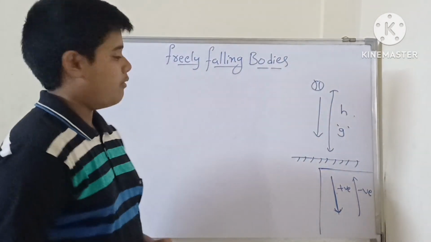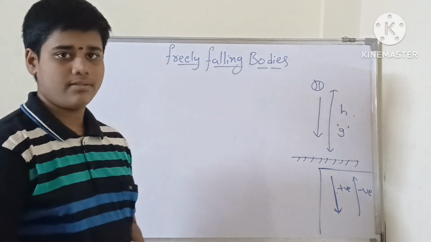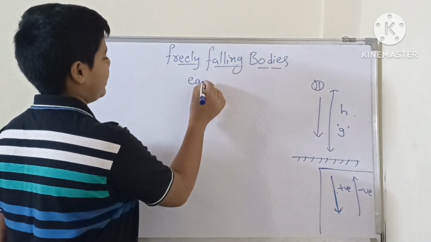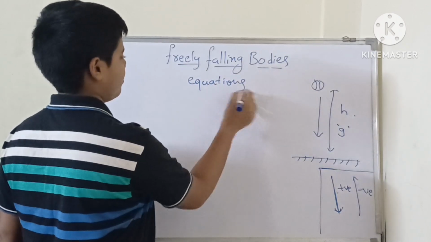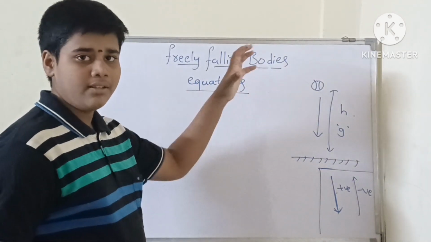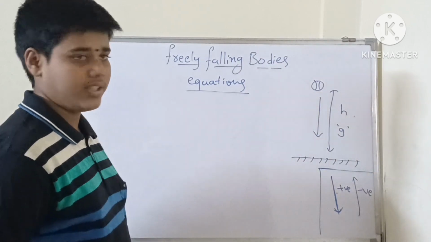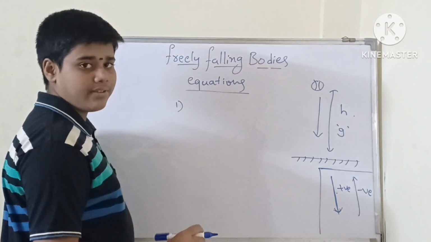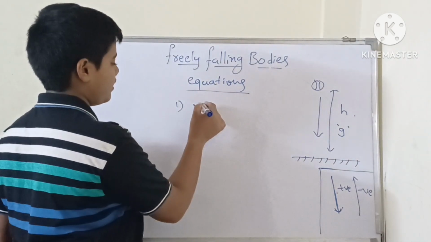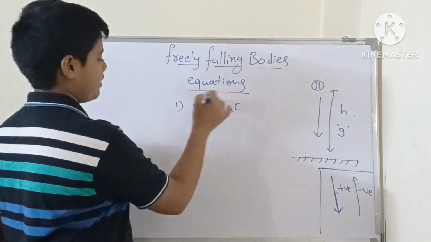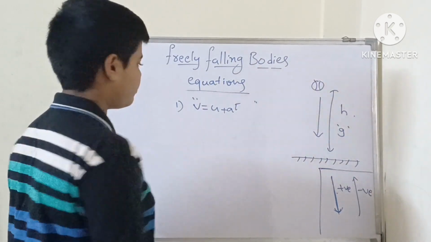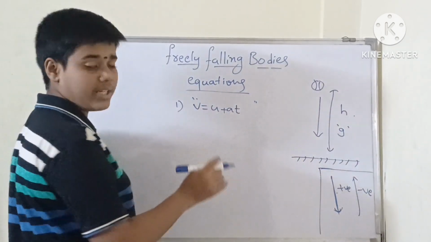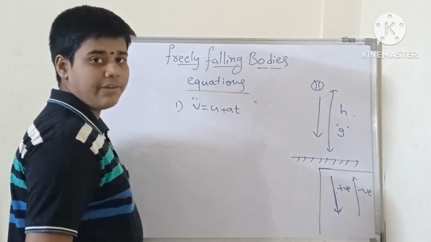Here, what is the purpose of freely falling bodies? The purpose of freely falling bodies means we have to know the equations when we release an object from a certain height above the ground. Okay. In uniform acceleration in a straight line motion, we already learned the first equation, v equals u plus at. In this place, we have to replace the values for the freely falling body.